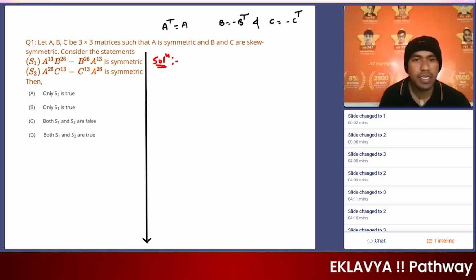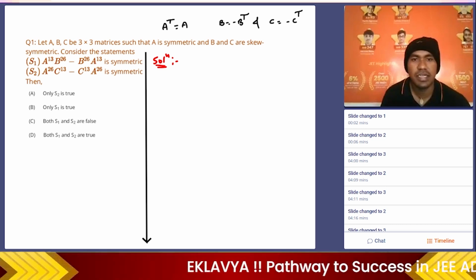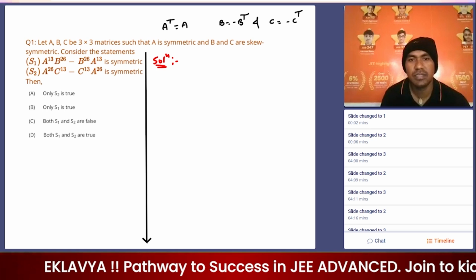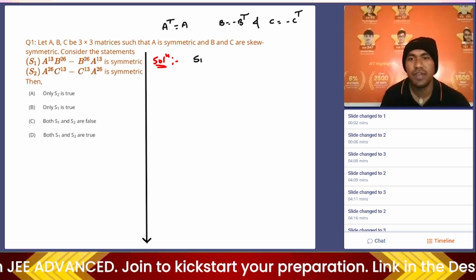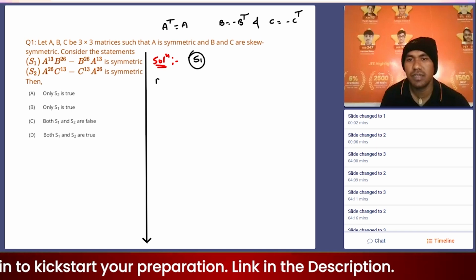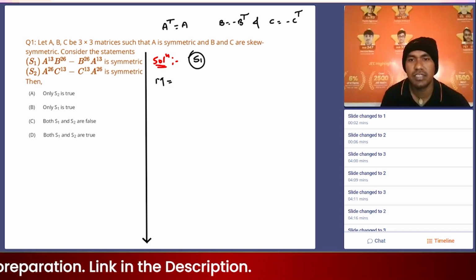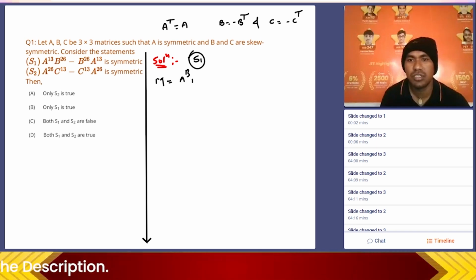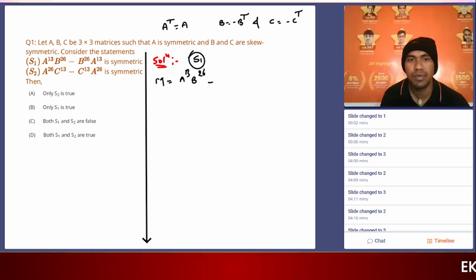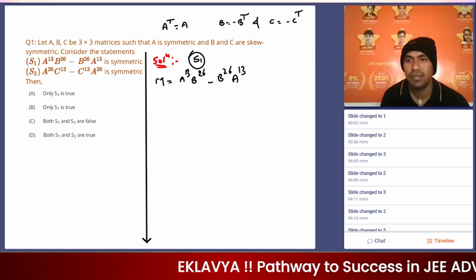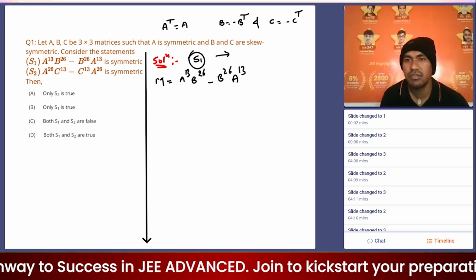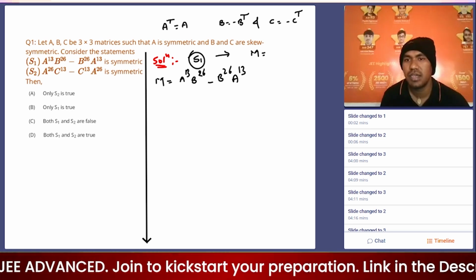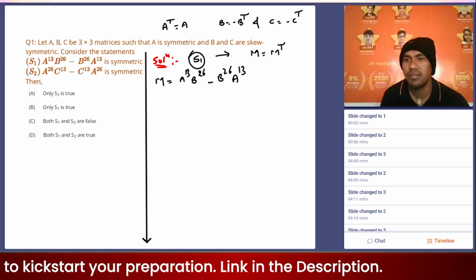So now from here they have given S1, that is A to the power 13 B to the power 26 minus B to the power 26 A to the power 13 is symmetric. So first I am taking S1, let us consider that is one matrix M, which is equal to A to the power 13 B to the power 26 minus B to the power 26 A to the power 13. Now they mentioned it is symmetric. So according to the option they gave, M is equal to M transpose.